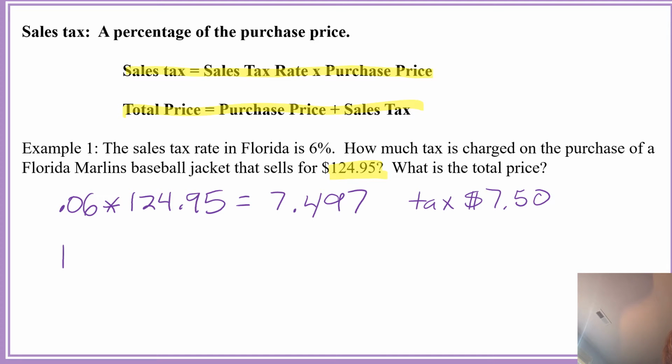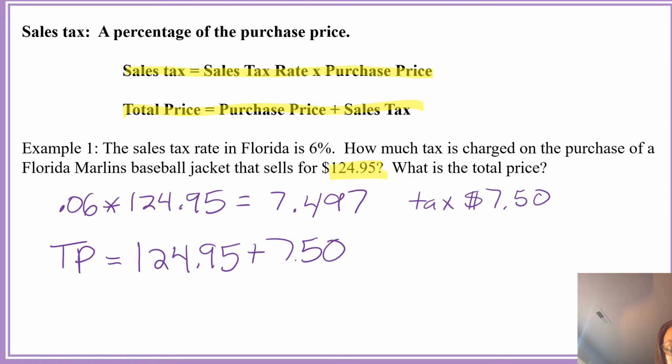All right, our total price is going to be the purchase price of $124.95 plus the tax we pay on it of $7.50. This is going to leave us with a total price of, let's see, 5 plus 0 is 5, 9 plus 5 is 14, put down the 4, carry the 1, and so on. It's $132.45. Okay, not too bad.